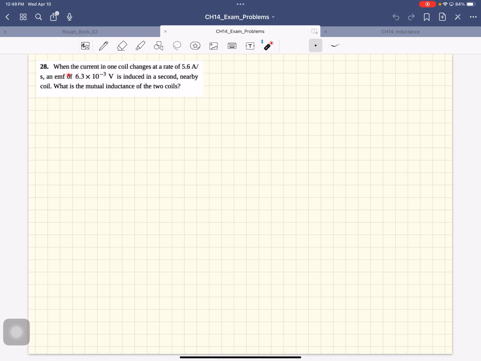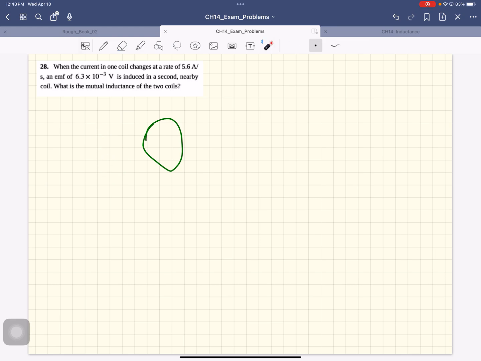Okay. So the first problem is when the current in one coil changes at a rate of 5.6 amps per second, an EMF of 6.3 millivolts is induced in a second nearby coil. Okay, so this is a mutual inductance problem. If you have a circuit and a current changes in circuit 1, it'll induce an EMF in circuit 2. And why does it do that? Because this current is producing a magnetic field, and that magnetic field is changing in the second coil, and that induces an EMF. Okay?